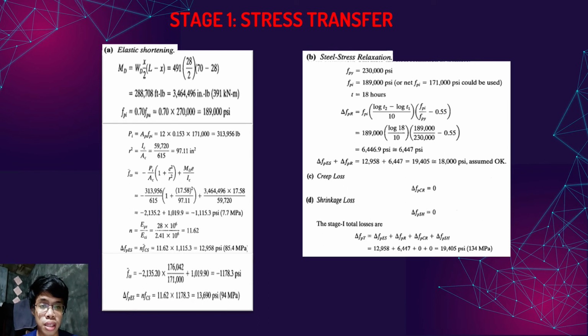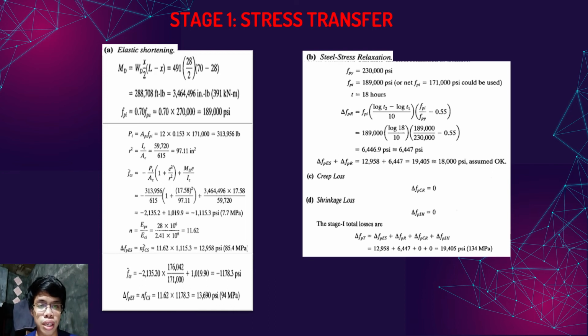We also have to solve for the initial prestress. We know that the initial prestress is 0.70 of the ultimate tensile strength of the prestressing tendon. So 0.70 times 270,000, our initial prestress is 189,000 psi. Assuming that the elastic shortening loss and steel stress loss is approximately equal to 18,000 psi, then the net steel stress fpi equals 189,000 minus 18,000. Our net steel stress is 171,000 psi.